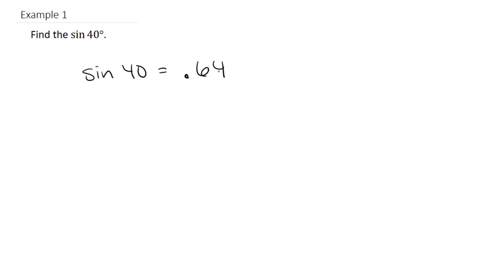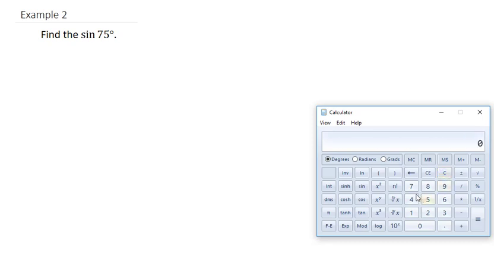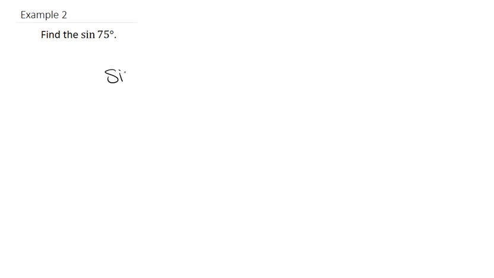Now let's do another example. Example 2. Find the sine of 75. So we're going to go ahead and place 75, and then we will put sine, and we get 0.97. So the sine of 75 is equal to 0.97.